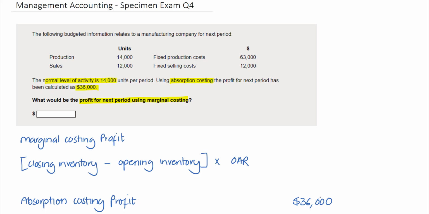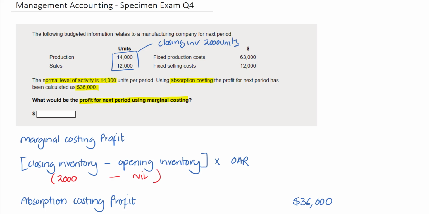Whilst we are not told what the closing inventory in units is, we can calculate this as the difference between the production units and the sales units, which have been provided. We can clearly see that if production is 14,000 units and the sales that are budgeted in units is 12,000, it must imply that the closing inventory in units must amount to 2,000 units. In the absence of any other information being provided, we can always assume that the opening inventory is nil. So if we can get this down into our equation below, closing inventory 2,000 units, opening inventory is nil.